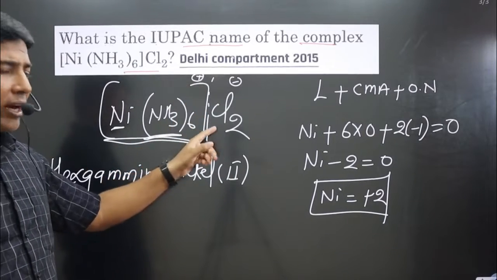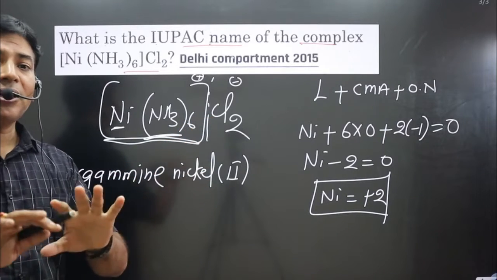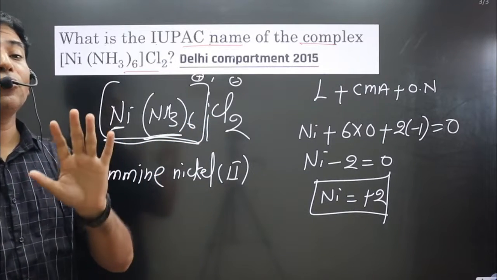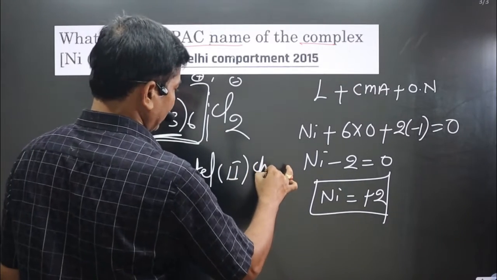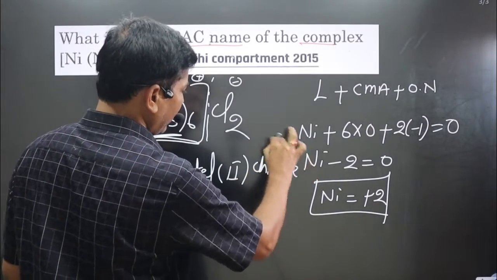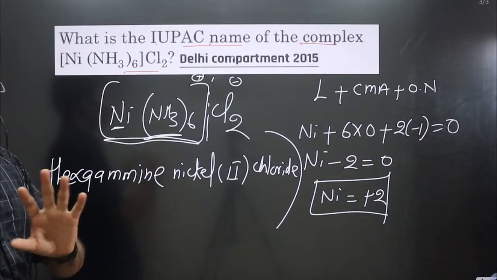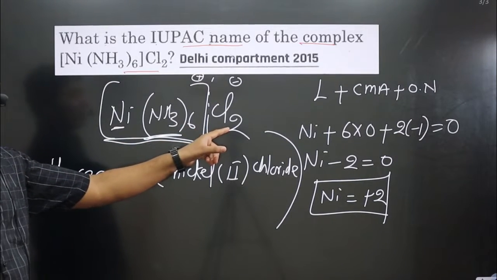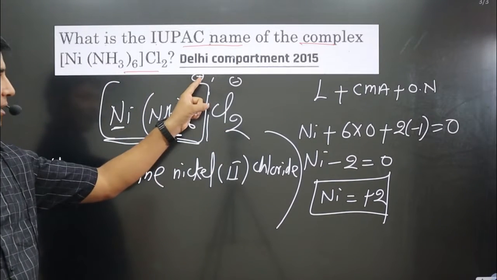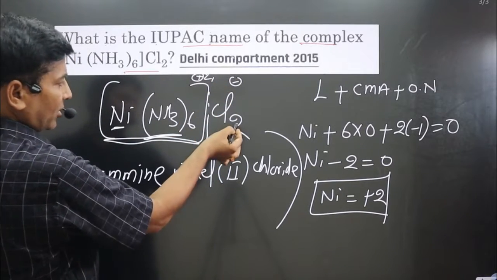Should I write chloride or dichloride? Whatever the number of counter ions given there, we do not consider those numbers. You only have to write the name. I will write only chloride. I will not write dichloride. In that case, it will be incorrect. Now it is correct. Why? Because this 2 is coming from balancing the charge. In this case it is having a +2 charge, and the other is having a minus. If you crisscross, then we get 2.